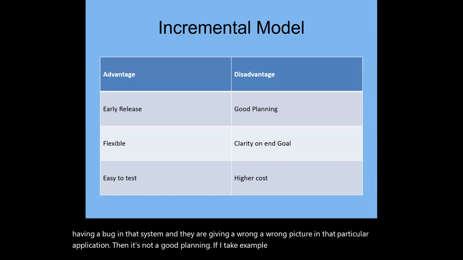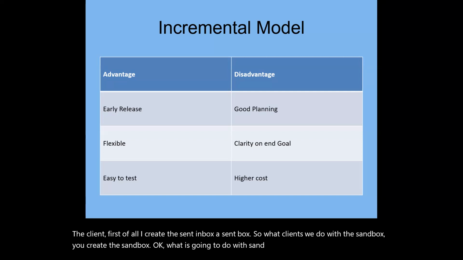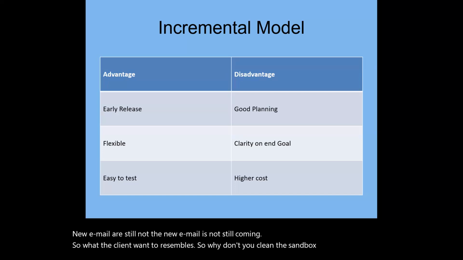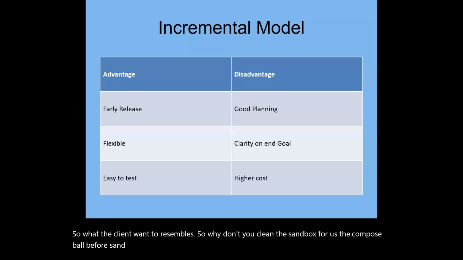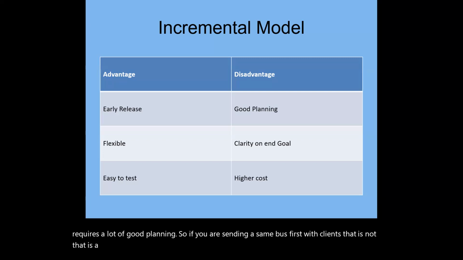If I take the example of an email account, first of all I create the send box. What is the client going to do with the send box? New emails are still not coming. So why don't you build the compose feature before the send box? That means it's not good planning. It requires a lot of good planning. If you are sending a send box first to the clients, that is bad planning. That's one of the disadvantages of the incremental model.